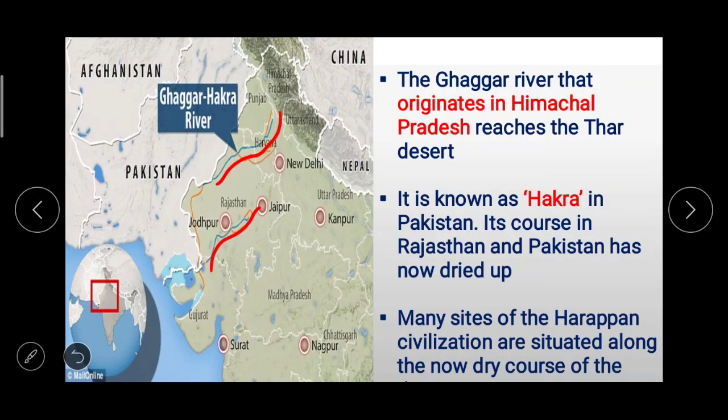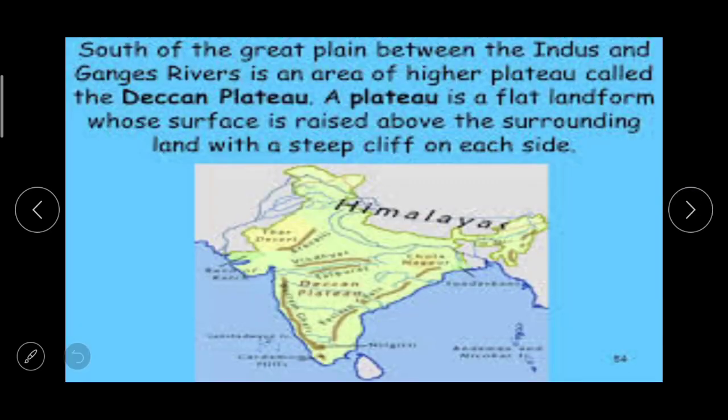If you observe the maps carefully, then it is very easy to understand the geography and the things in history about the kings and their kingdoms, and also about the geographical features. South of the Great Plain between the Indus and Ganges River is an area of higher plateau called the Deccan Plateau. A plateau is a flat landform whose surface is raised above the surrounding land with a steep cliff in each side.